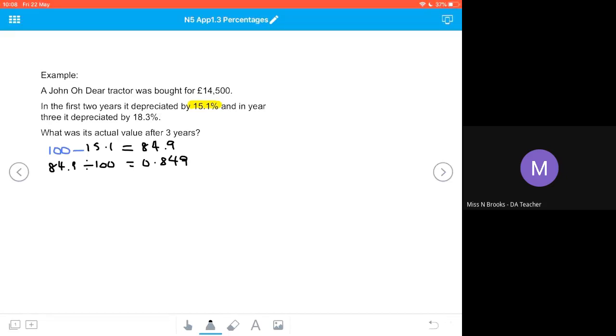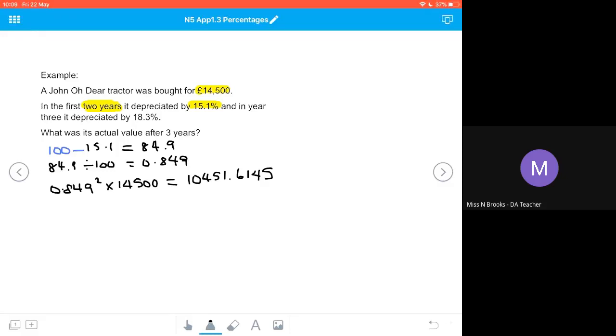So we need to take that 0.849 and put it to the power of time. And the power of time for the first rate is 2 years. So it's 0.849 to the power of 2, and we're multiplying that by our original amount, which is 14,500. And that's going to give us 10,451.6145. And I'm not going to round it because I'm going to be using that figure in year 3.